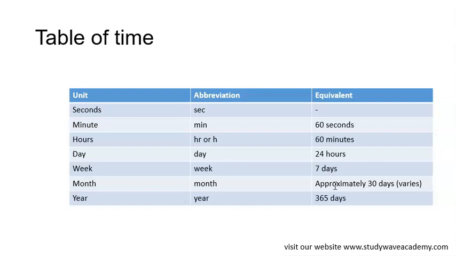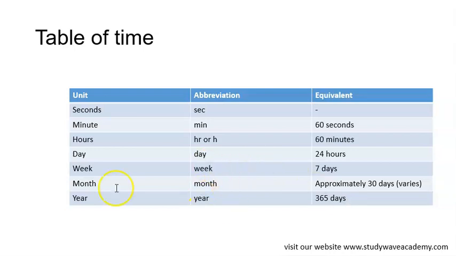Which is 1 year. But in a month, we can have 31 days. We can have 30 days. In February, we can have 29 days or 28 days. So it can vary, okay? Then year. We have 365 days in 1 year, okay? There are 365 days in 1 year.